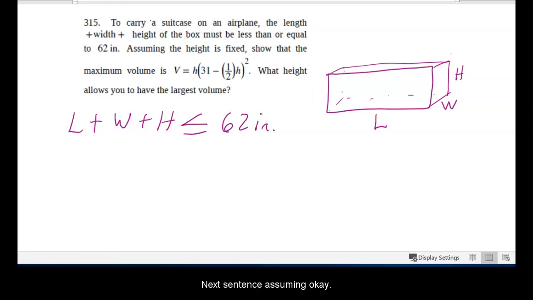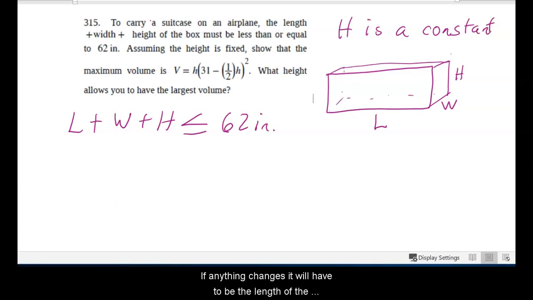Next sentence, assuming, okay, a height is fixed. What does it mean by the height is fixed? Saying that the height is fixed means that height is a constant. It means it's never going to change. If anything changes, it will have to be the length or the width because the height's not going to change.